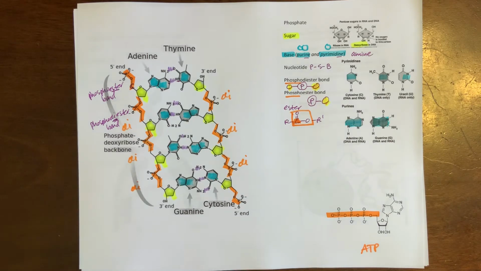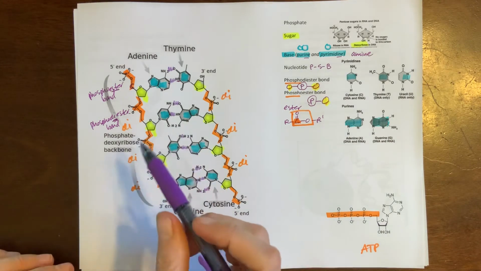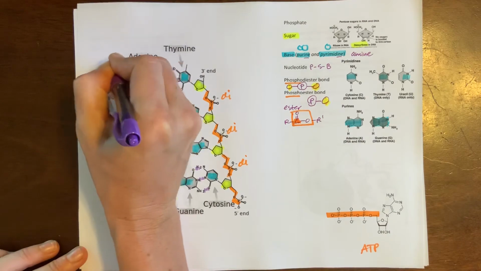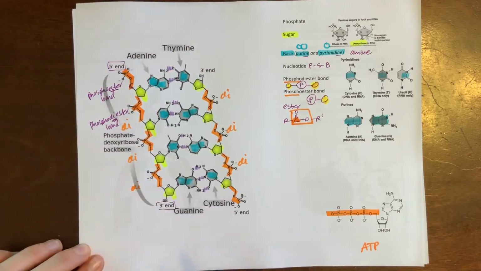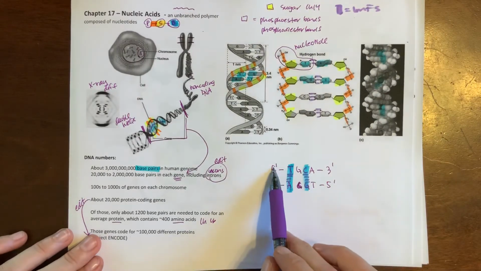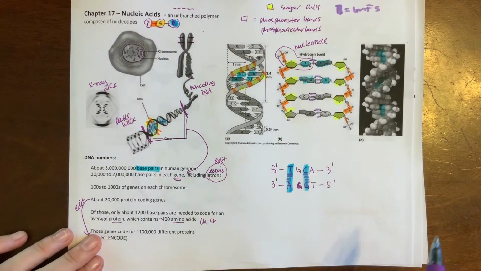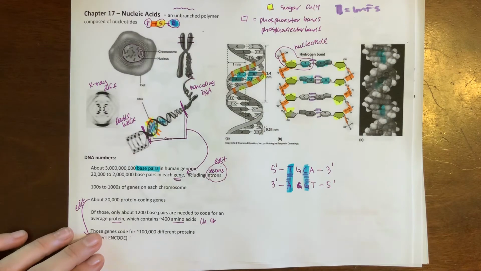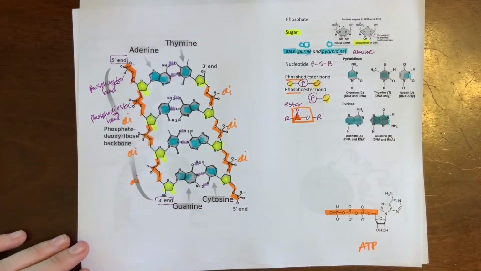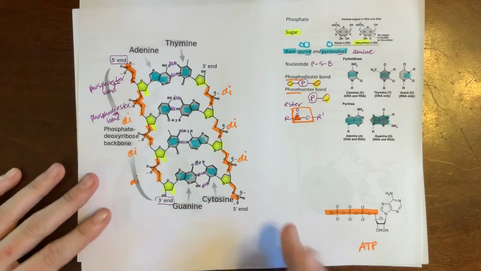One other key thing I want to show you here are these numbers. So we have the 5' end and the 3' end, and you saw that on the last slide. I had written down this 5' to 3'. So DNA strands have directionality, and those numbers we've actually seen before in chapter 14.